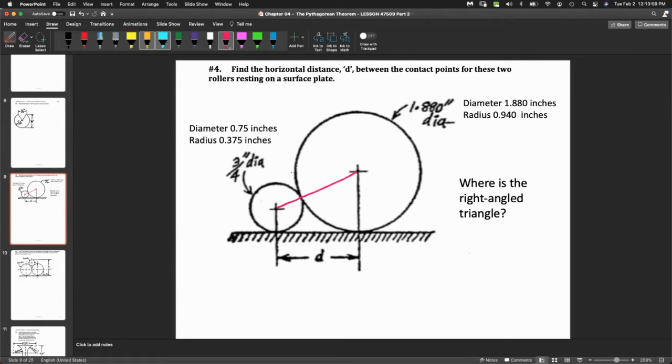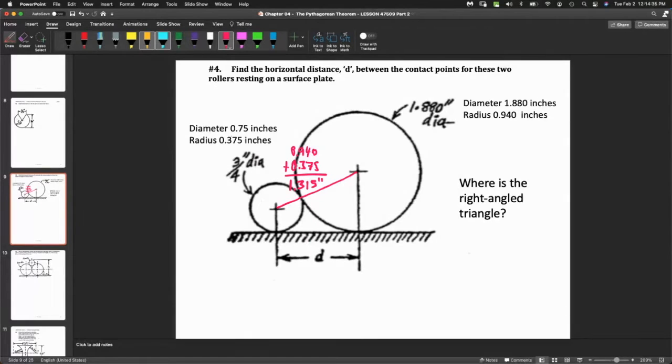If this is the two radii here, then you would have 0.940 plus 0.375. So definitely that answer is correct. That's 1.315 inches. It's the same thing. I just have the extra digit of 0.